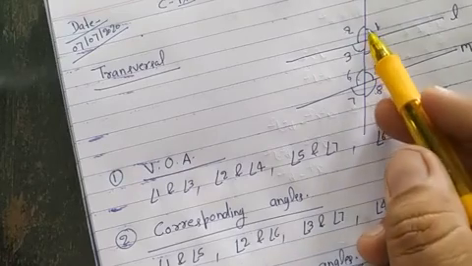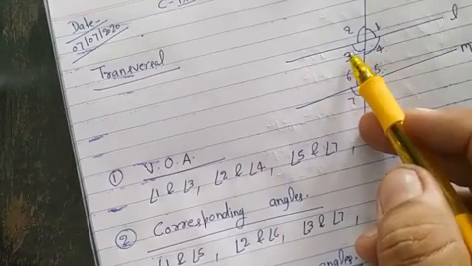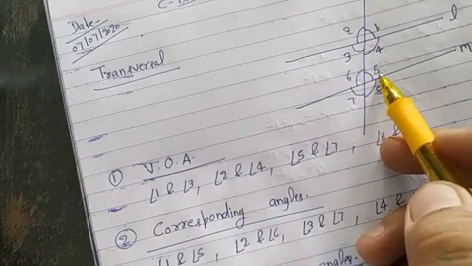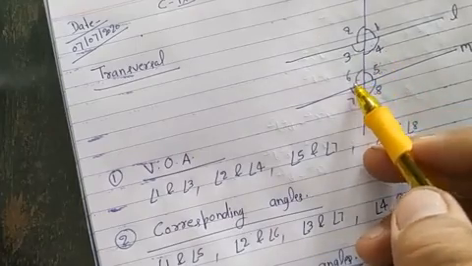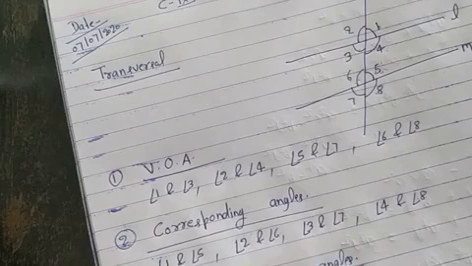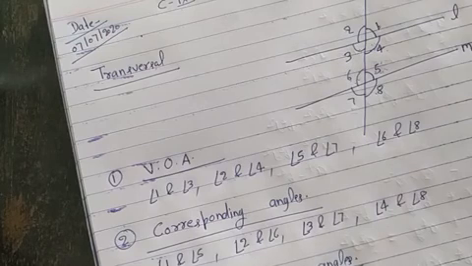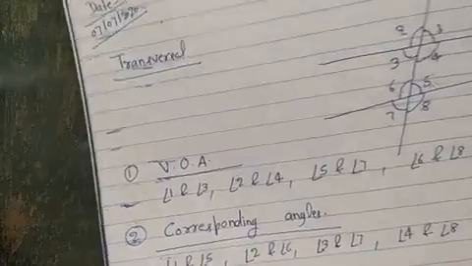Why? Because of the transversal line, one angle is on this side and the other angle is on this side. That's why angle 3 is alternate to angle 5 and angle 4 is alternate to angle 6. So alternate interior angles are angle 4 and angle 6. Next is angle 3 and angle 5.